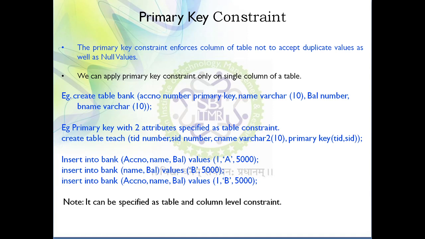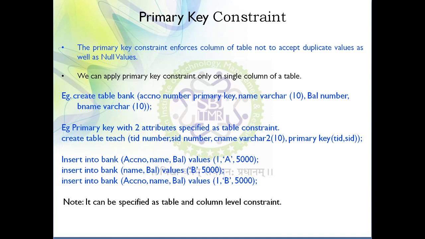So in that case, what can I do? Do I need to apply this not null constraint separately, and again apply the unique constraint? And we know that not null constraint cannot be specified as a table level constraint, it is only specified as a column level constraint. So what is the solution? I need to apply two constraints on a single attribute. So the solution is primary key.